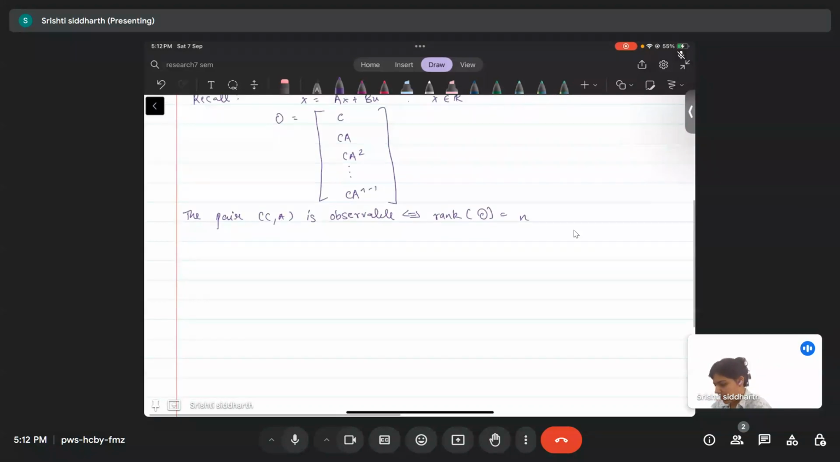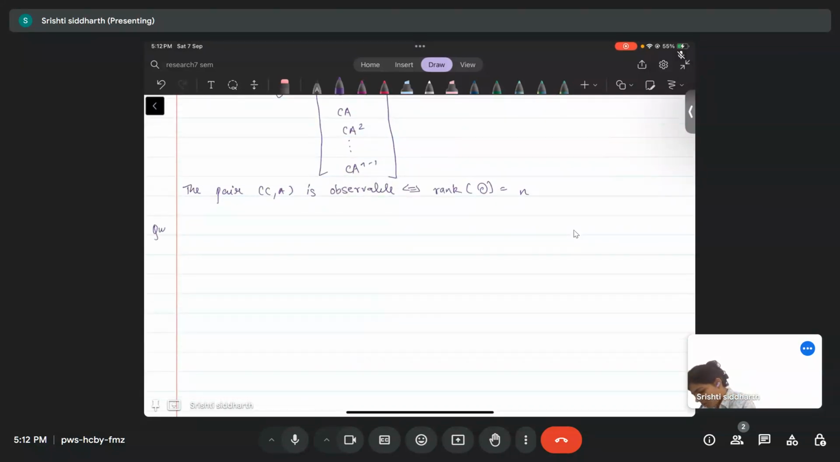Okay, so let's start with some examples. Question 1. You have this system, a second order system. A is minus 2, 1, 1, minus 2. B is 1, 0, and C is 1, minus 1. Note that the B matrix does not play a role in determining observability of the state space model.